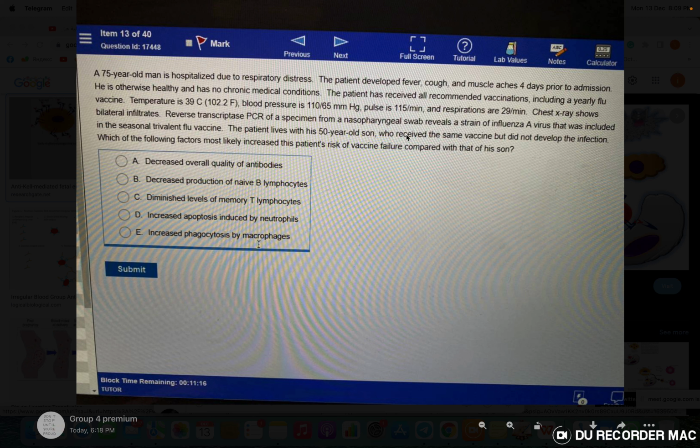So they write, okay, he has a strain of influenza A virus that was included in the seasonal trivalent flu vaccine. Basically, they are telling you it's not because he did not get the vaccine or did not get that serotype. He got the exact serotype, but still did not develop immunity. The patient lives with a 50-year-old son who received the same vaccine but did not develop the infection. What increased the risk of this patient having vaccine failure compared to his son? So let's see, first of all, what do you think about it, guys? What do you think?